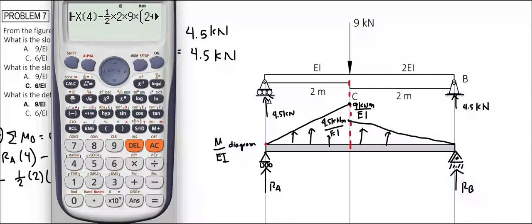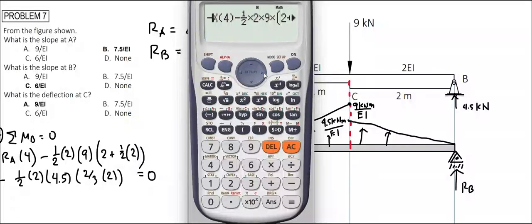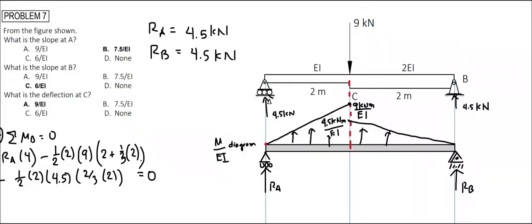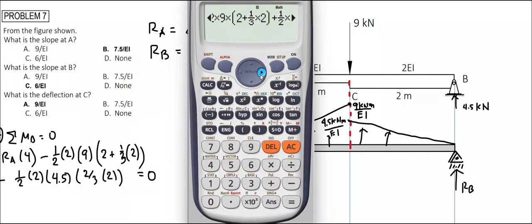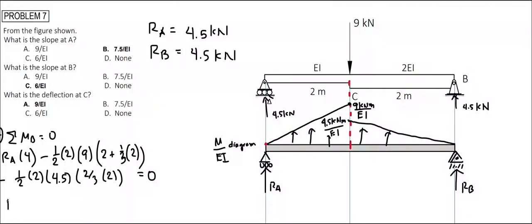So solving, we have negative RA times 4 minus 1/2 times 2 times 9 times 2 plus 1/2. This is 1/3 of 2, since the center of the triangle is found 1/3 from the base. So we have 1/3 times 2 minus 1/2 of 2 times 4.5 times 2/3 of 2. Solving, we get the value for RA that is negative 7.5.